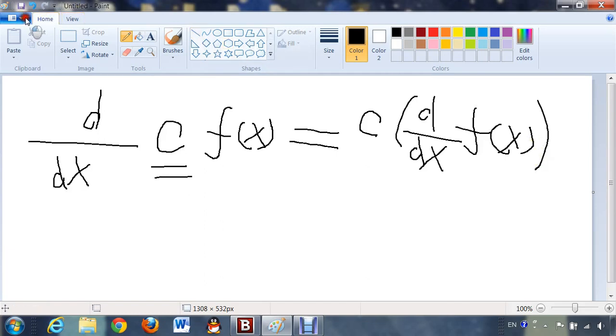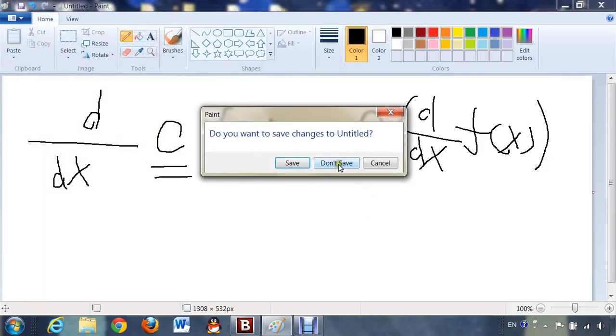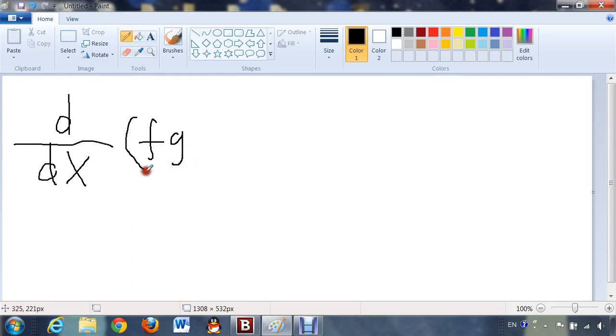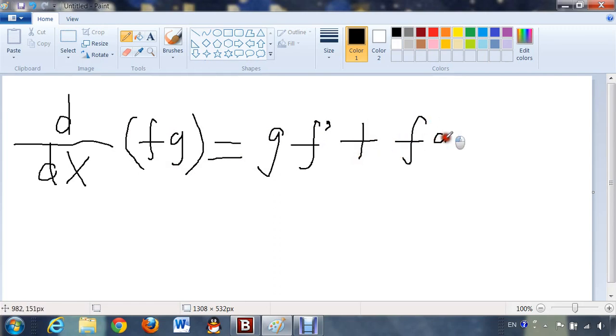And after that, you have the derivative of a product. Remember the product rule? It's just g times the derivative of f plus f times the derivative of g. Okay, that's the product rule.